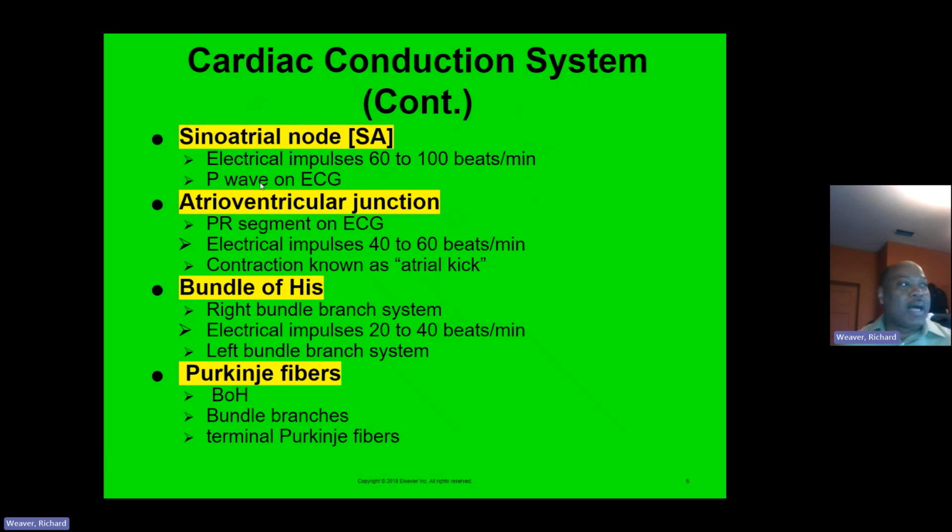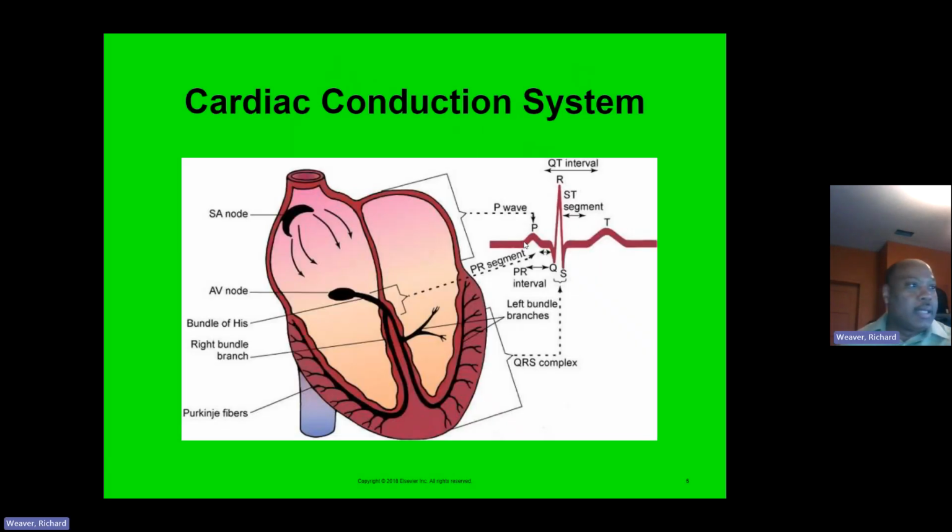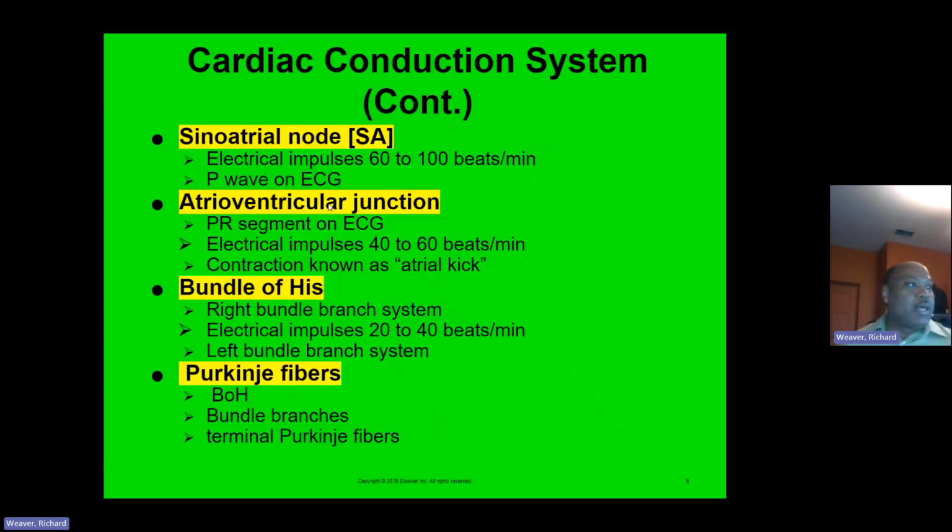Of course, you will see that by a P wave on the ECG. All right. This is the P wave. This represents atrial contraction. This is what it should look like. And then, of course, you have the atrioventricular junction, and this is the AV node. We normally look at this as comprising the PR segment on the ECG.